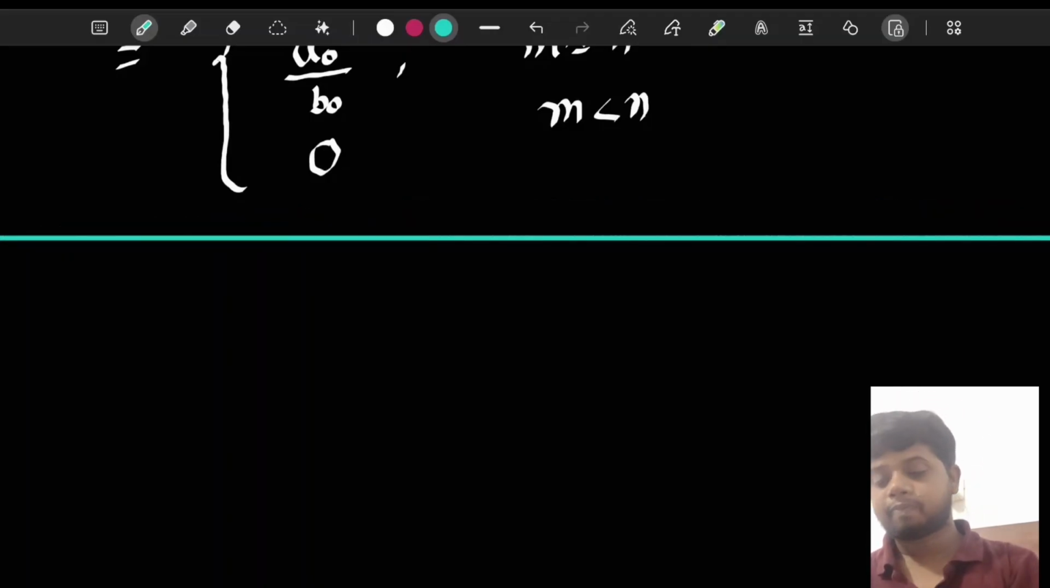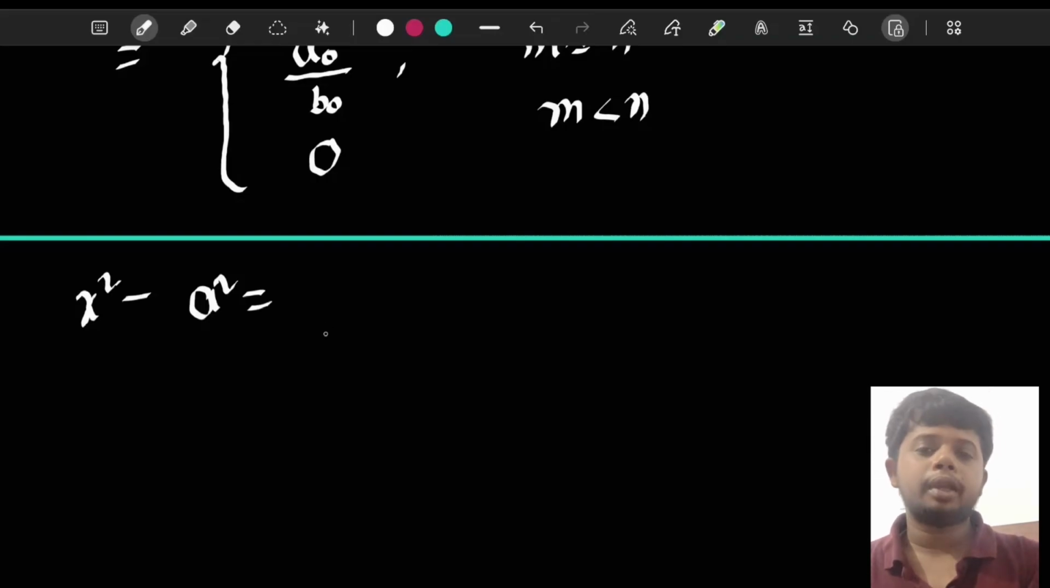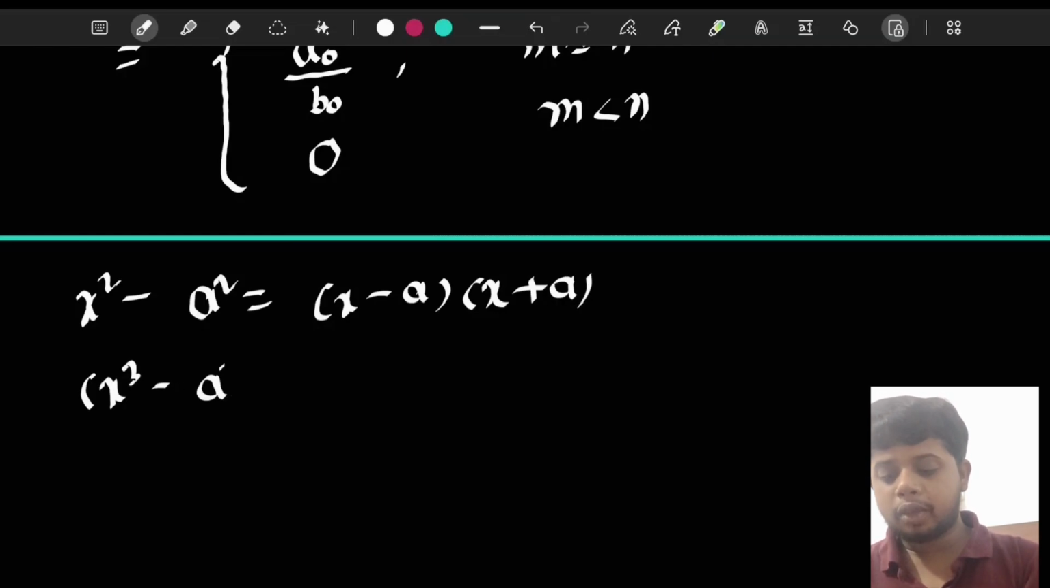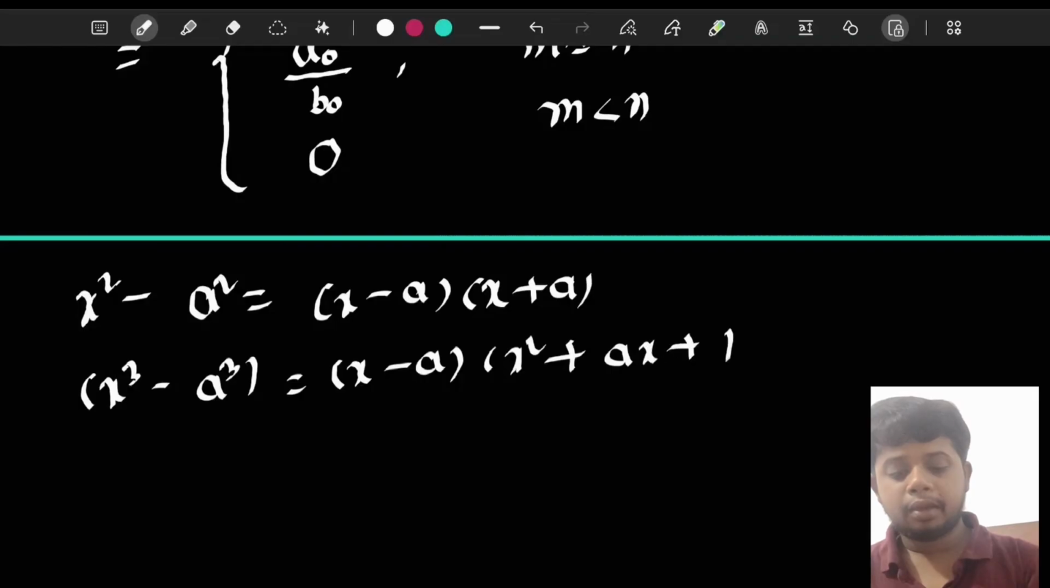one more question. Let's say, can you tell me what is the formula of x square minus 1, or you can say x square minus a square? You'll say, sir, it's very easy now. I'll say tell me. So this is nothing but (x minus a) into (x plus a). Correct? Absolutely correct. Now I'll ask, tell me x cube minus a cube. I'll say (x minus a) into (x square plus ax plus a square). Correct.